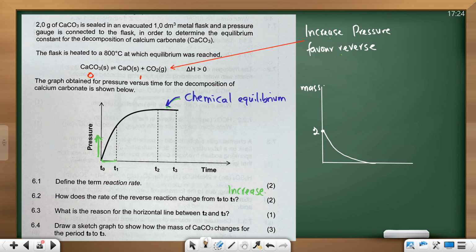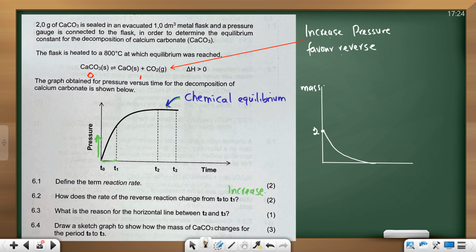2 grams of calcium carbonate is sealed in an evacuated 1 dm cube. All right? It's sealed, and a pressure gauge is connected. It's sealed. So what happens? It starts decomposing immediately. It starts decreasing in mass. In order to determine the equilibrium composition of that, the flask is what? Heated to 800 degrees Celsius, at which equilibrium was reached.